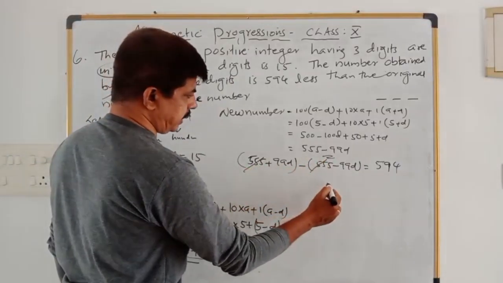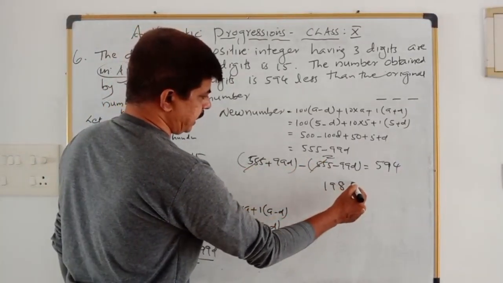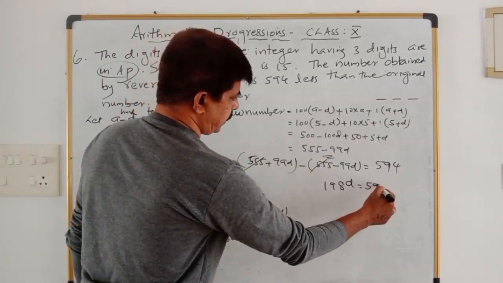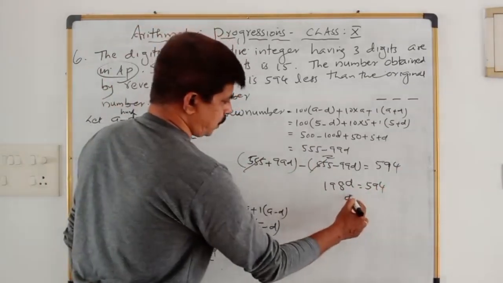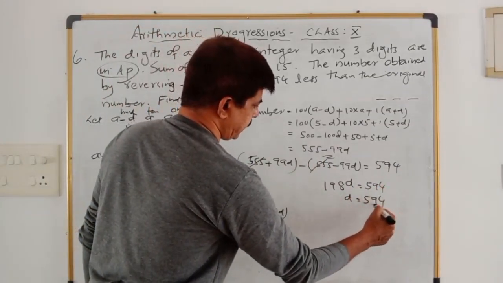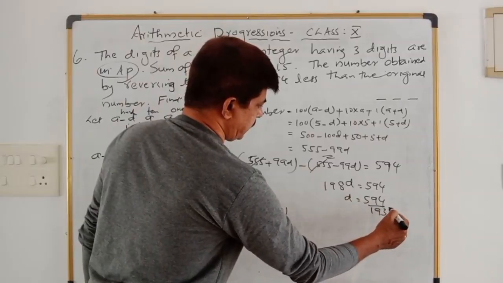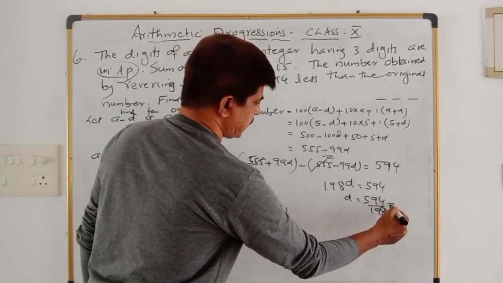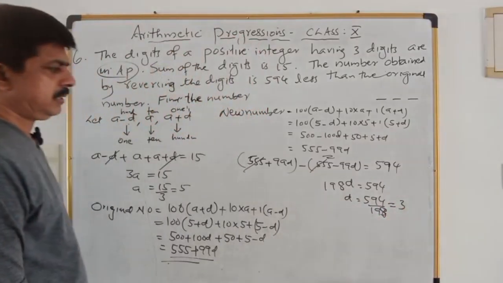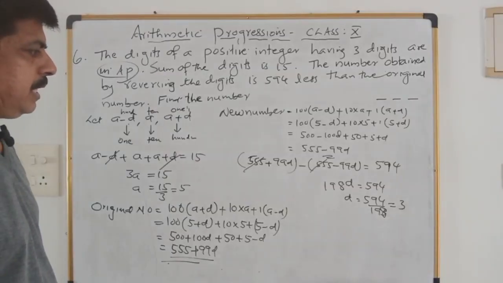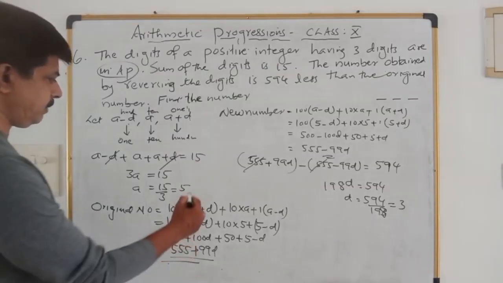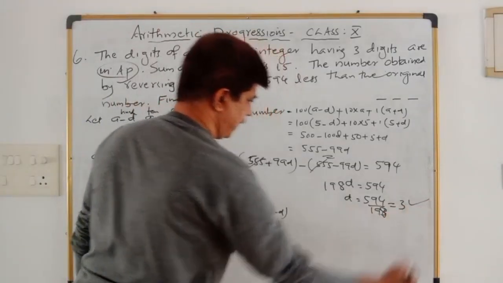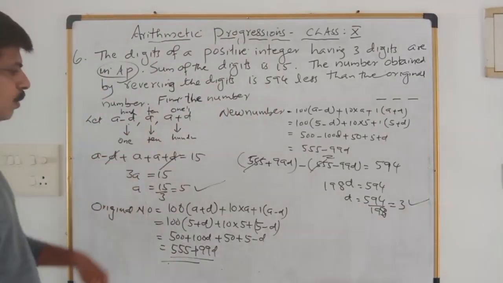99, 99, we are getting 198d equal to 594. So d is equal to 594 by 198. So the answer becomes 3. Okay, so we got the value of a and d. So we can form the original number.